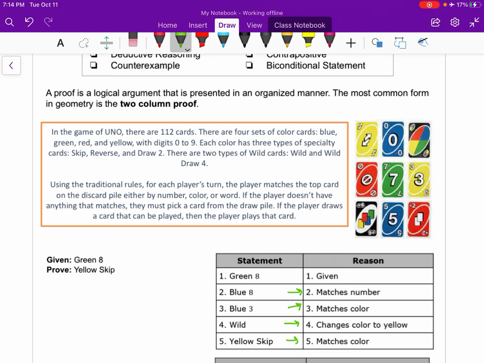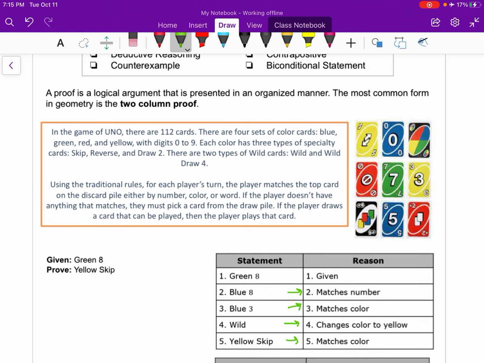And that is how we logically are given a green 8 card, and we have proved that we can end up with a yellow skip card. This is in general how all 2-column proofs work. We're given a statement to start with, and we have to end with a specific statement in order to prove that something is true logically.